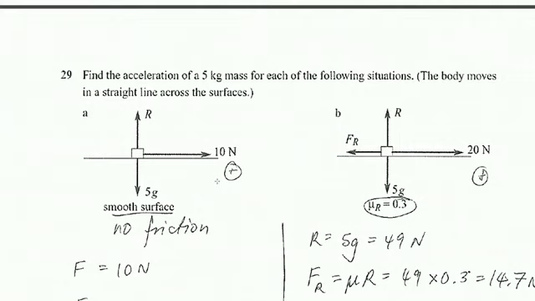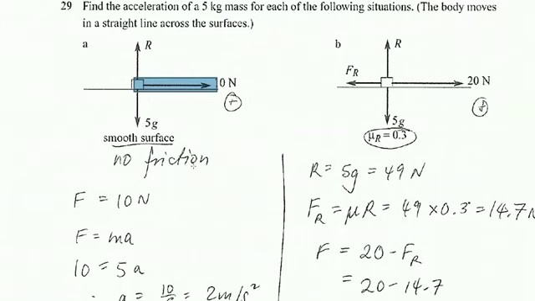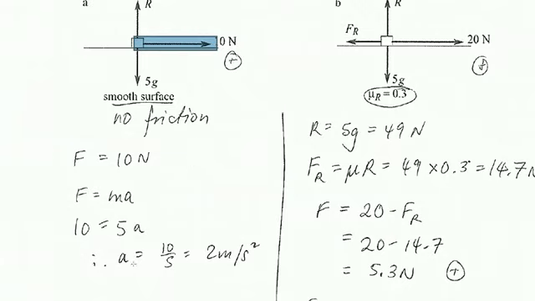The last two questions you've got here are to find the acceleration of a 5 kilo mass in the following situations. And these are really easy. Smooth surface means no friction. So in a situation like that, if you have a driving force, that is the only force operating. So the net force on this 5 kilo mass is 10 newtons. That's it. There's nothing opposing the motion. So F is 10, mass m is 5, a is unknown. Use F equals ma, find a.